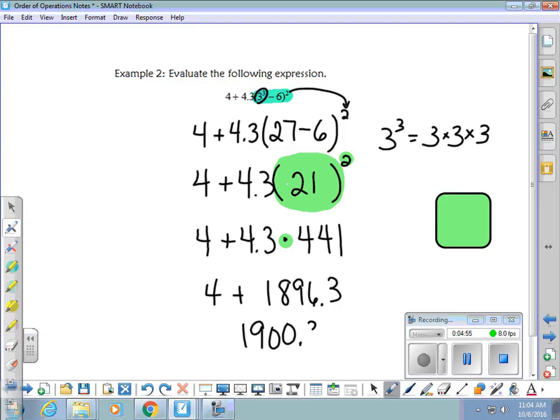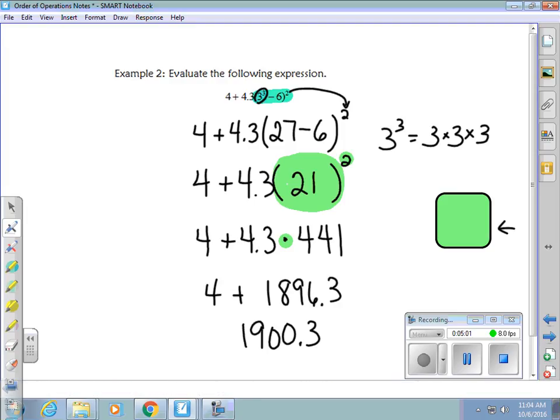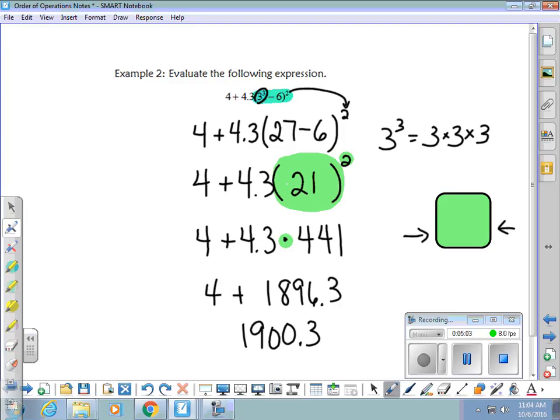1,900.3. Notice this green box over here. On yours it is probably gray. This is where you need to stop, bring your paper up, and have me initial it. So you want your teacher's initials. Everywhere you see one of these boxes, it means it's time to stop, bring your paper up, and get your teacher to initial your paper.